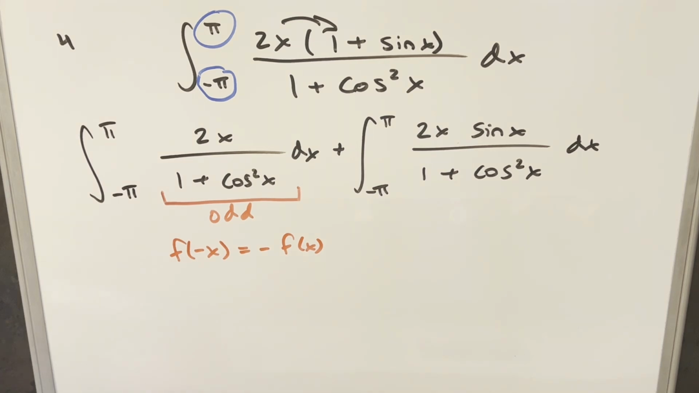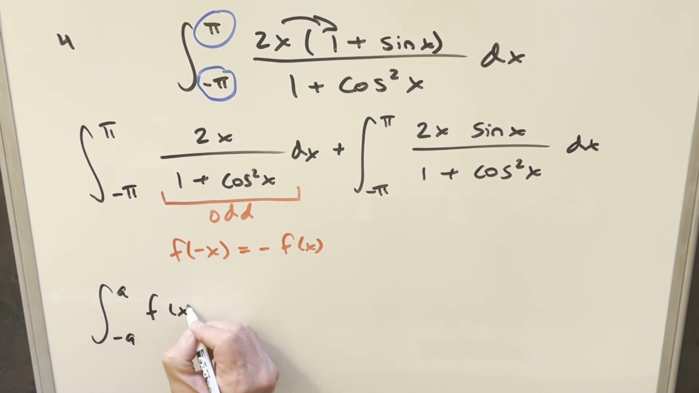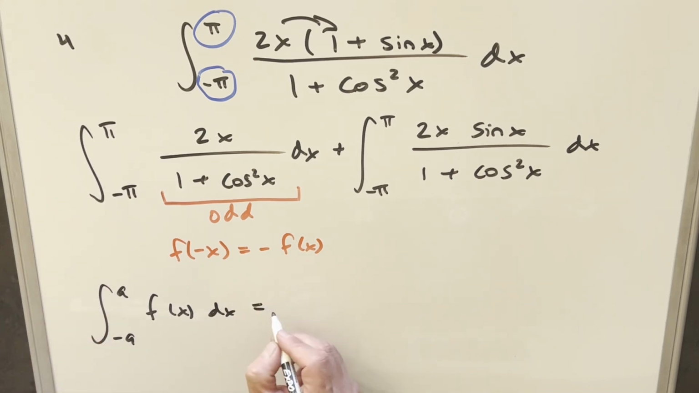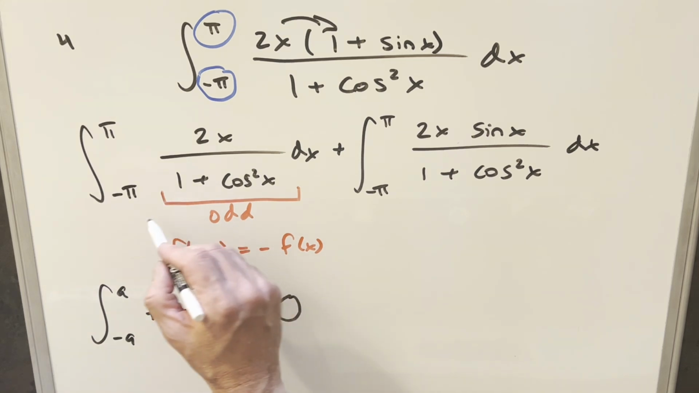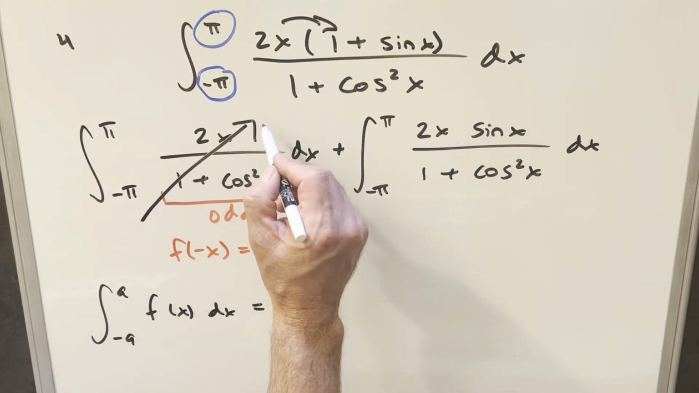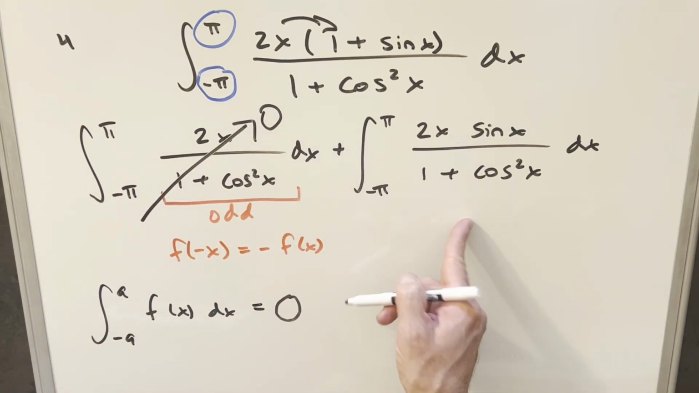So this is true here. We have this principle for odd functions: if we have finite bounds symmetric around 0, and f of x is odd, the whole integral is just going to be 0. So we're just going to wipe out this first part. This whole thing is 0, and we can move on to the second integral.